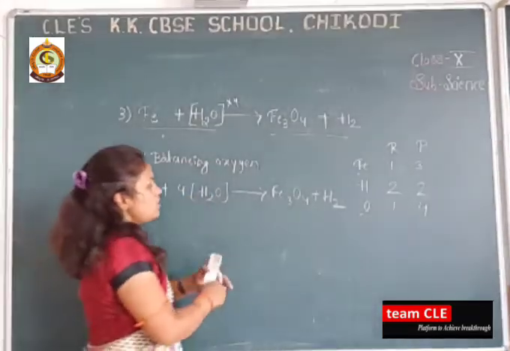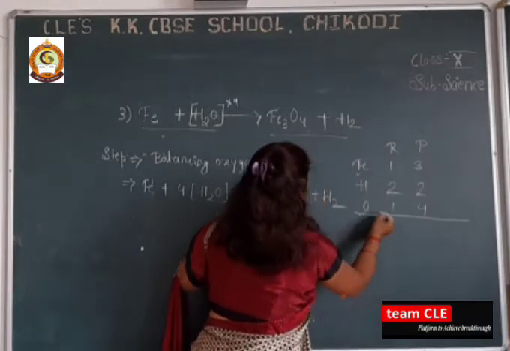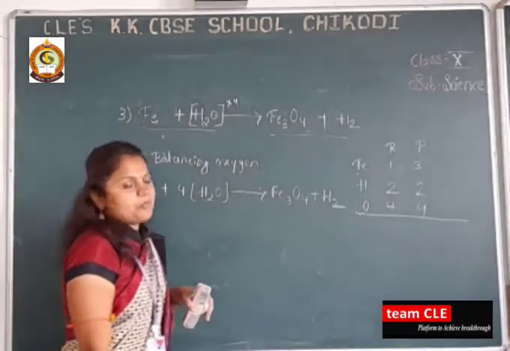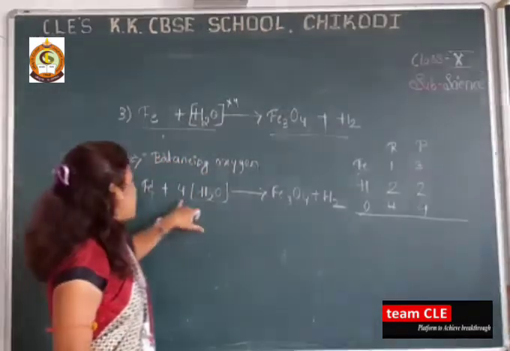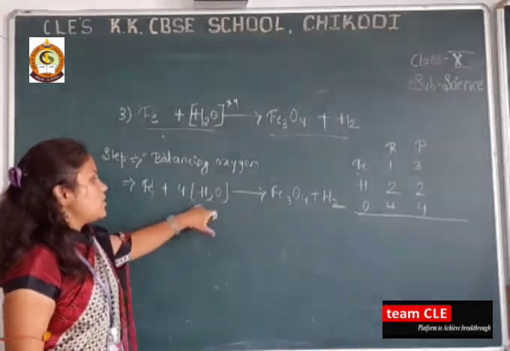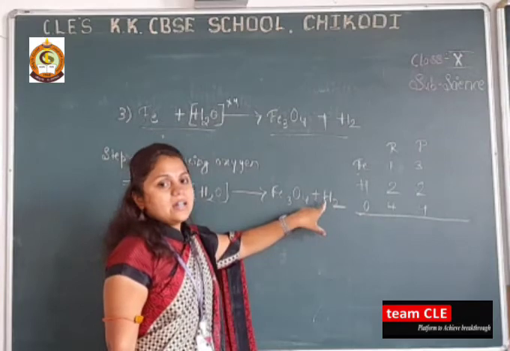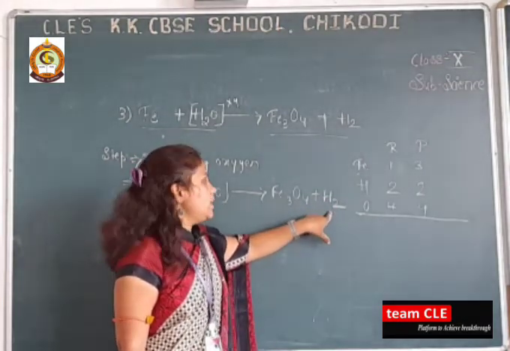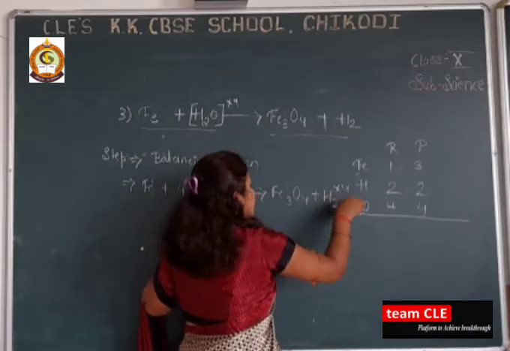Now the question again arises that hydrogen is 4 into 2, 8, oxygen is 4, so no problem. In the first step, oxygen is balanced, so it will become 4 now. Now number of hydrogen becomes 8. So we need to multiply hydrogen to get 8. So how can we get the number of hydrogen 8? By multiplying with the 4.